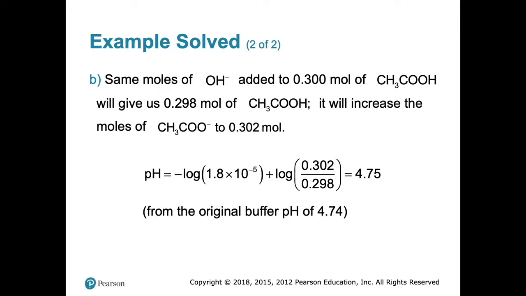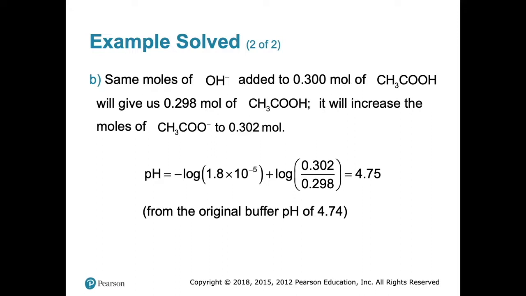So you're basically doing the ICE table in your head, right? If you started out with 0.3 moles of acetic acid and you have 0.002 moles of hydroxide, it will pull off 0.002 moles of the proton from the acetic acid, giving you 0.002 extra moles of the acetate. So, same as before, we can pull this into the Henderson-Hasselbalch equation.